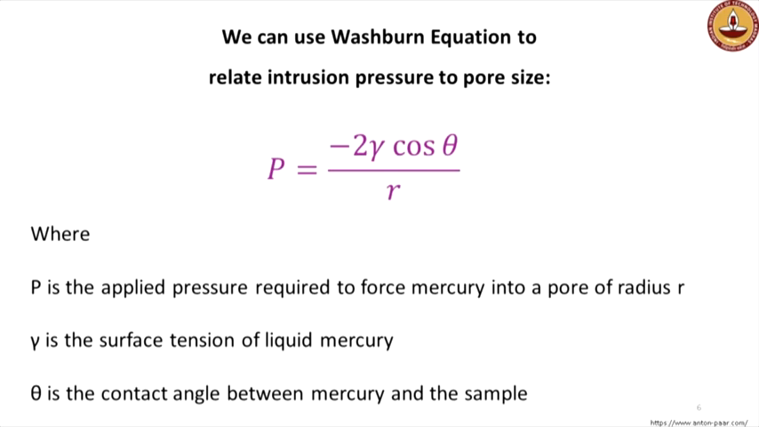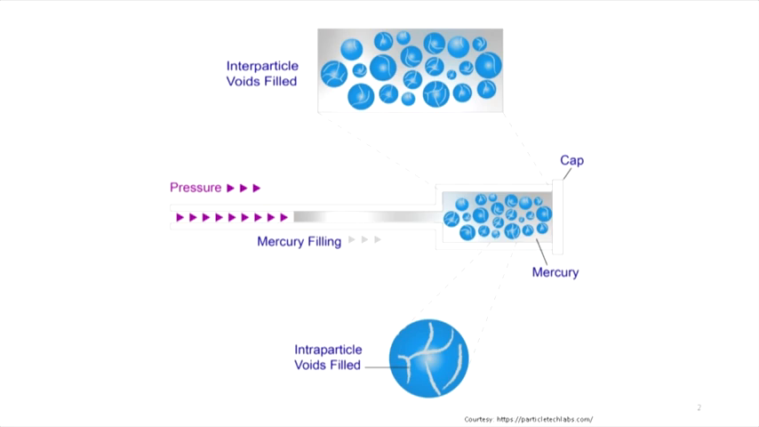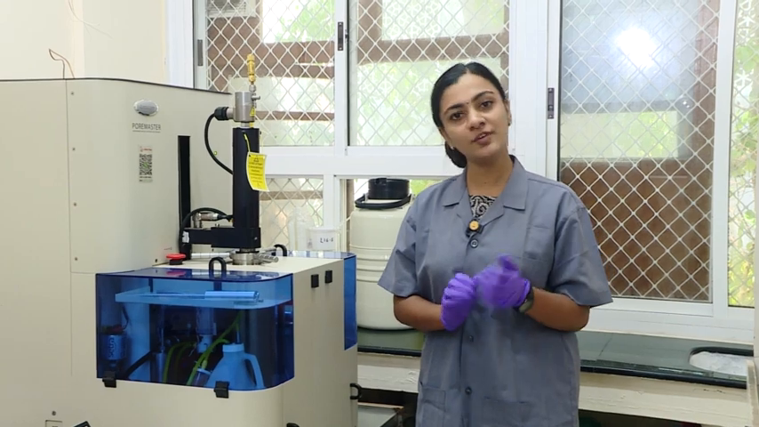So the relation between the pressure and the pore size which it is intruding can be obtained through the Washburn equation. Washburn equation is P equal to minus 2 gamma cos theta by R. So here P is the applied pressure required to force the mercury into the pore of radius R. Gamma is the surface tension of the liquid mercury, and theta is the contact angle between mercury and the sample. Now as the pressure is applied, mercury intrudes the large pores first, and as the pressure is increased, it intrudes the smallest pores. Now that the working principle is understood, let's move to the instrumentation.